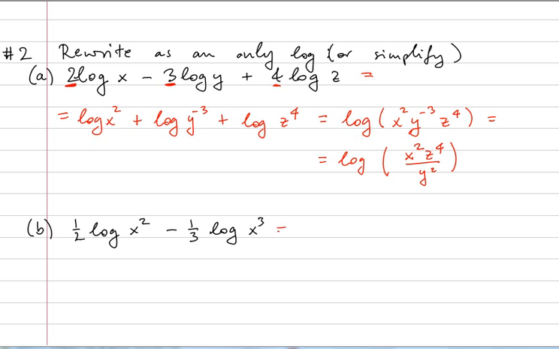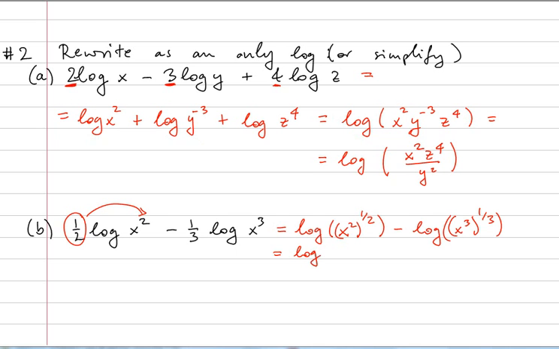For the next one, there's various ways in which I can achieve this. For example, I can take this and bring it inside the log. So I'll have log of x squared raised to the power of 1/2 minus log x cubed raised to the power of 1/3. And the first one, I have x squared raised to the power of 1/2. That's log of x. And the second one, again, cube and 1/3.